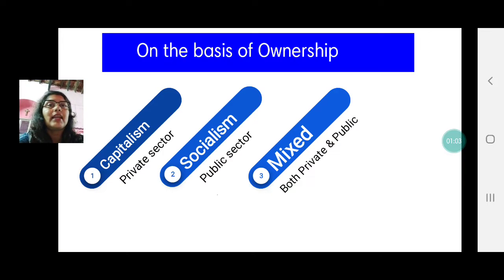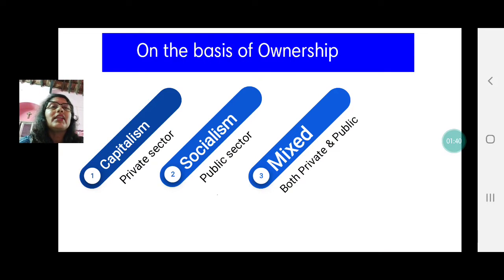Capitalism is that type of economy where the means of production are owned by private individuals, and therefore there is existence of private sector, that is private industries. Socialism is that type of economy where means of production are in the hands of the government, and therefore that sector is called public sector. So industries are owned by the government or by the public, and therefore we say public sector, public exams. Okay, you have heard this word.